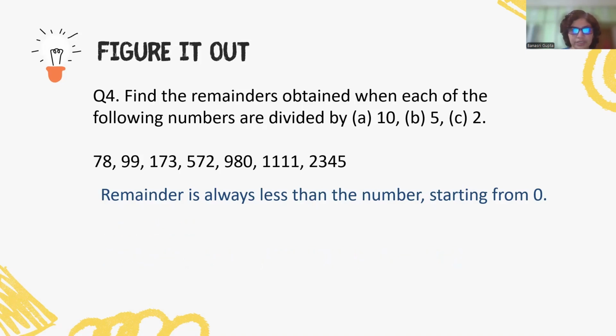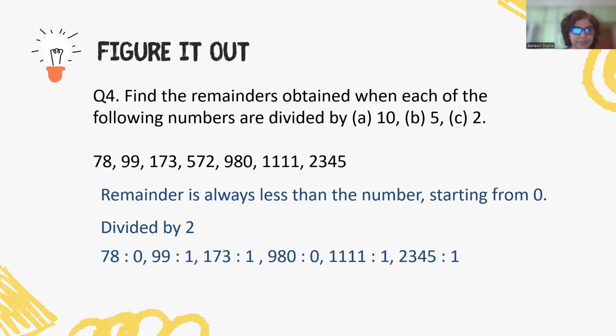So now we will do the last one, dividing by 2. So 2 is very easy. If it is even, then we get remainder 0. If it is odd, we get remainder 1. So this is what we get.